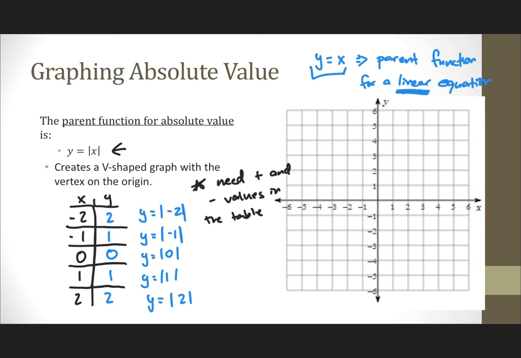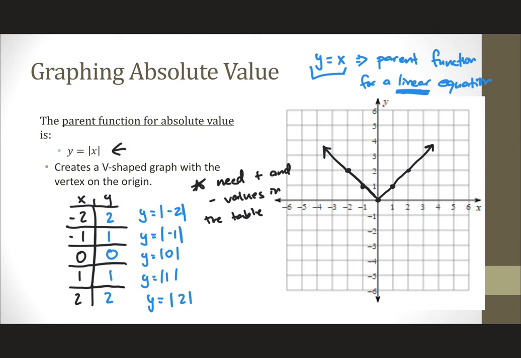Now I'm going to graph these on my chart. So -2, 2. -1, 1. 0, 0. 1, 1. 2, 2. And here is my graph. This is the parent function. This is the simplest form of the absolute value.